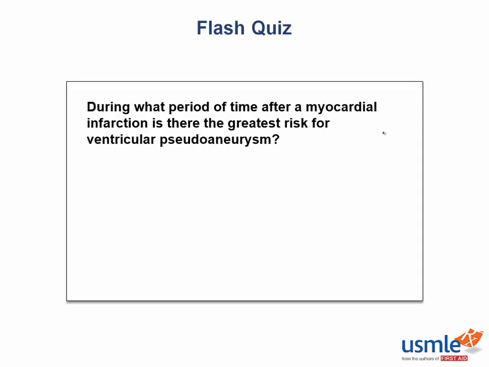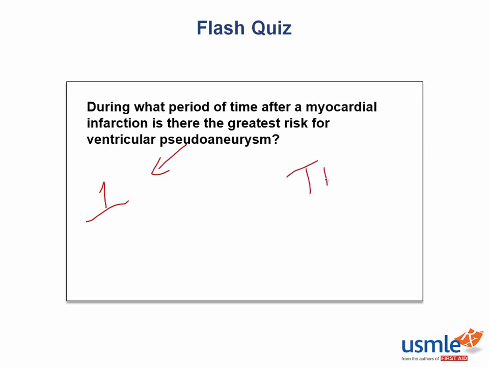During what period of time after a myocardial infarction is there the greatest risk for ventricular pseudoaneurysm formation? So you have to remember the time frame for both pseudoaneurysm and a true aneurysm. Remember, they are completely different in time and structure. A pseudoaneurysm forms when the infarction takes out a large part of the wall and the only thing left is one layer of fibrous adhesions of the pericardium holding in all of that blood.